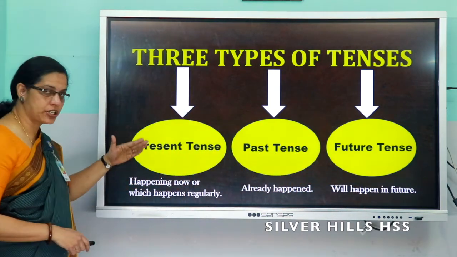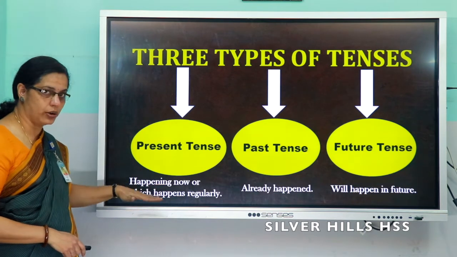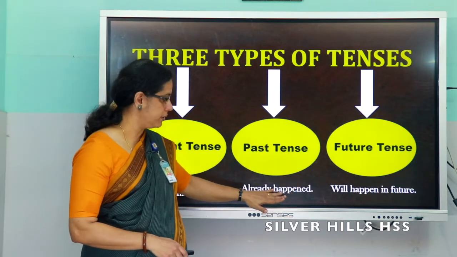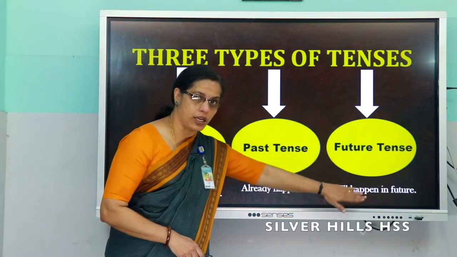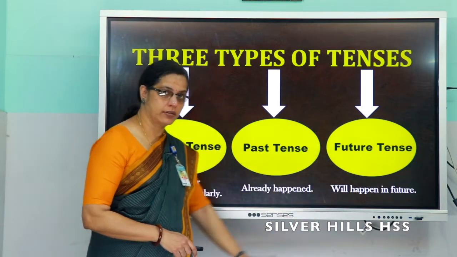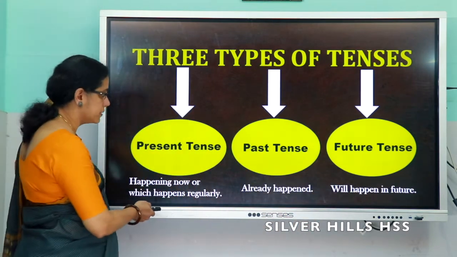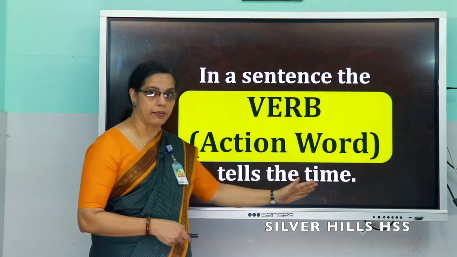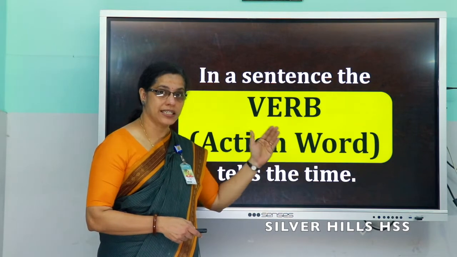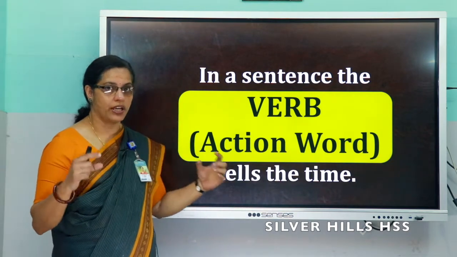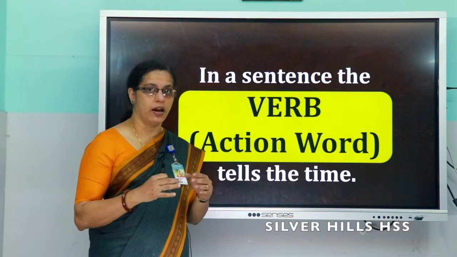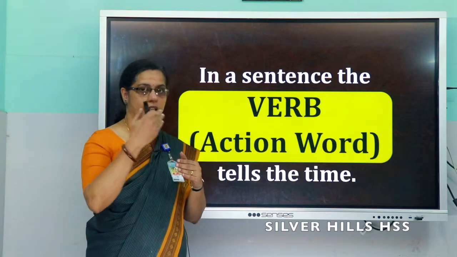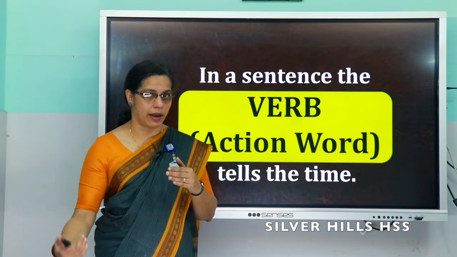An action happening now or which happens regularly, that is present tense. And something which has already happened, that is past tense. And something which will happen, that is future tense. Okay. Hope you remember all these. So, in a sentence, it is the verb which tells the time of action, which tells the tense. So, when you read a sentence, look at the verb and it tells the time of action, whether it has already taken place or whether it is happening now or whether it will happen in future.